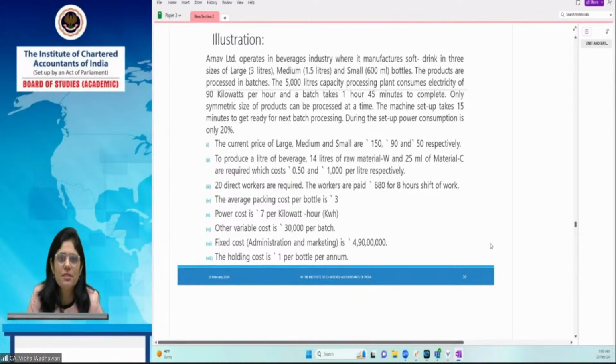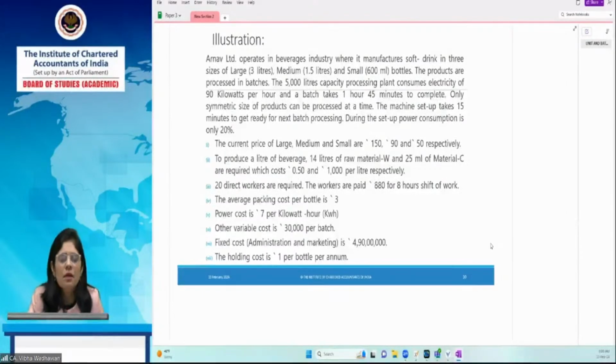Try to understand how it is. So let us just try to understand first. This company in the beverages industry manufactures soft drinks in 3 sizes of bottles: large, medium, and small.